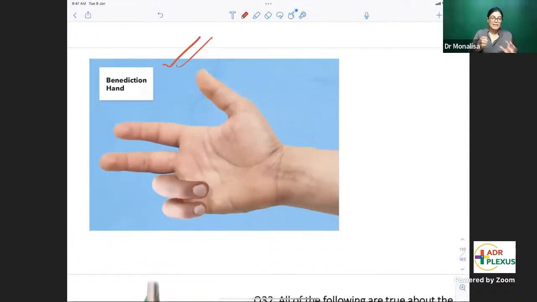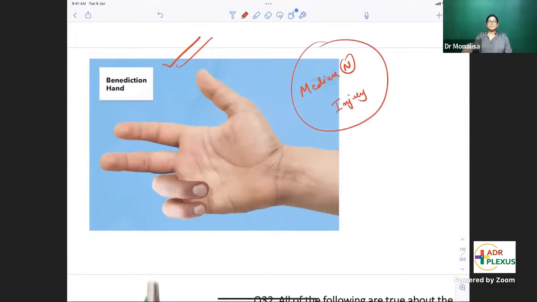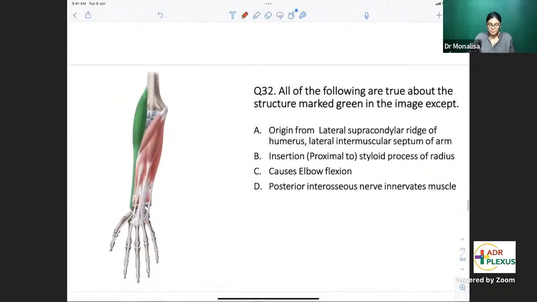When I'm talking about Benedict's hand, it is seen in a case of median nerve injury, where there is an injury of the FDP and FDS tendons for the lateral fingers. When the person wants to make a fist, the middle and index fingers remain straightened, and this condition is called Benedict's hand. So we have got the right answer as mallet finger.